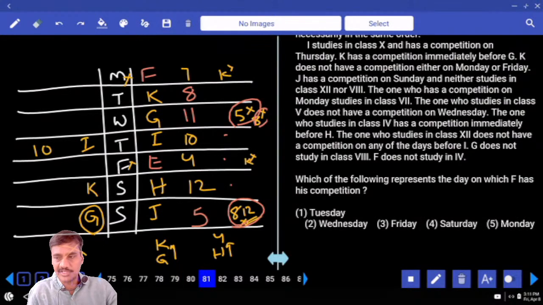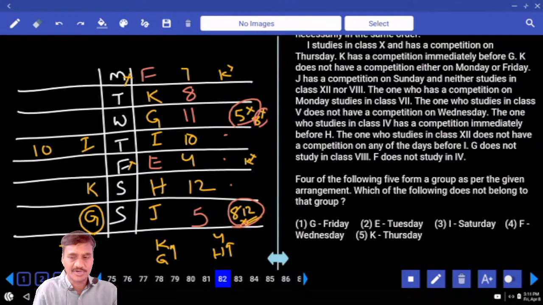81. Which of the following represents the day on which F has its computation? F has its computation on Monday, choice 5, question number 81. And 82, 4 out of the following. G is on Friday, that is false. And E Tuesday, that is again 4 out of the following.